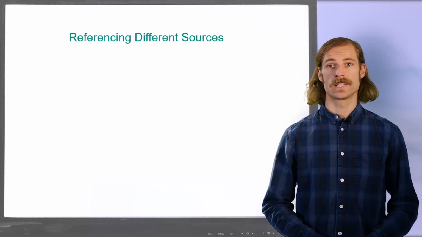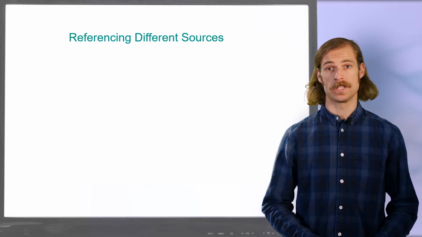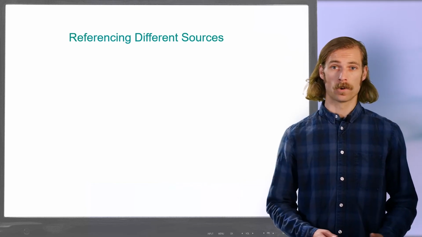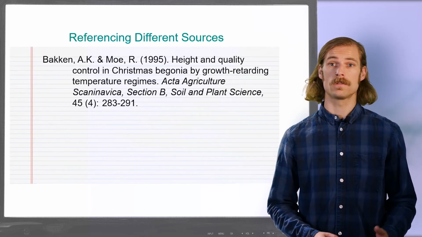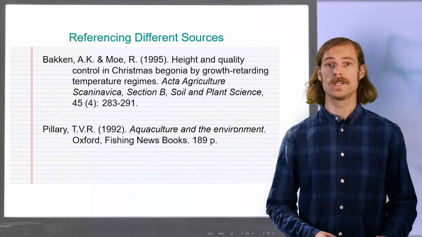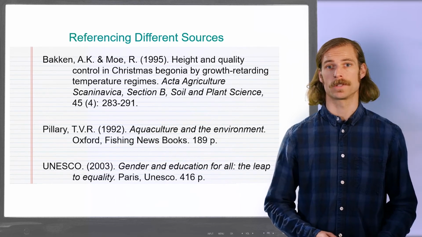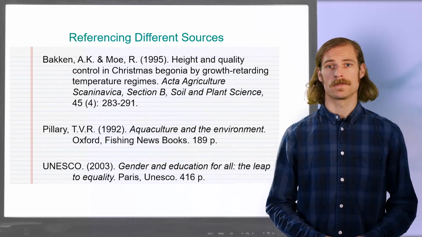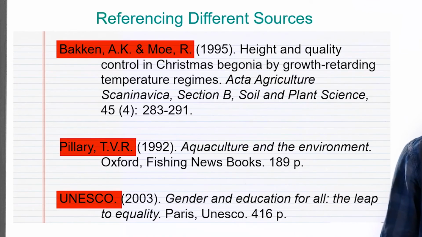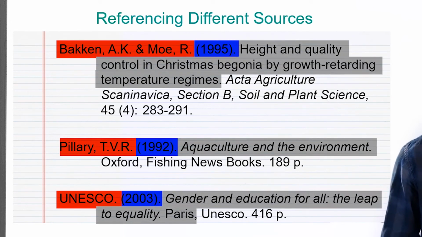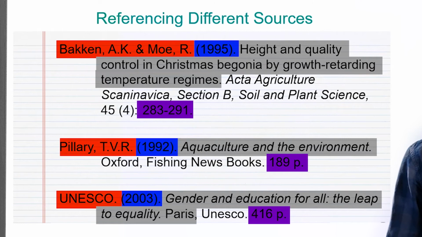NMBU Harvard referencing style requires different information for each reference depending on the type of source it is. For example, a journal article, like this one, will be slightly different from a book, and a book will be slightly different from an official report, and so on. Some things will remain the same, however. Authors will always appear first, followed by the publication date and the title of the source. The number of pages will always appear at the end.